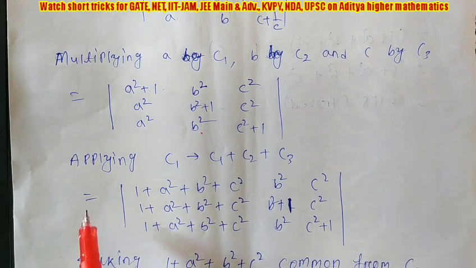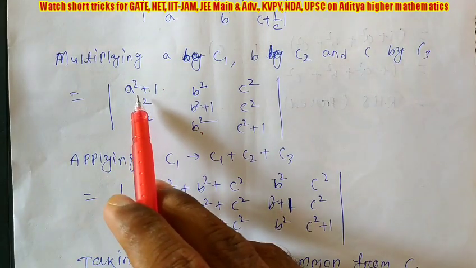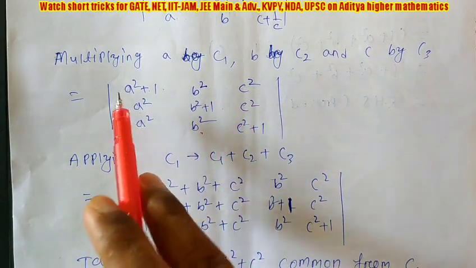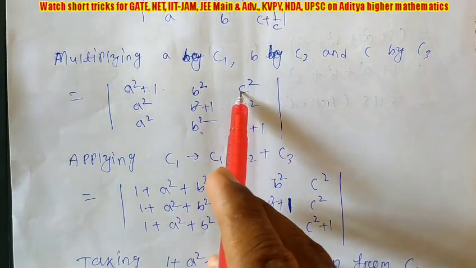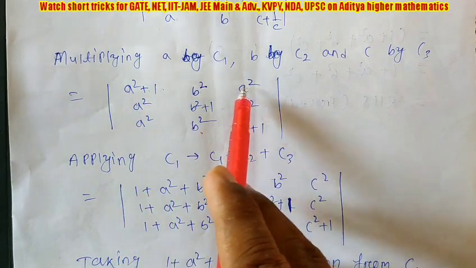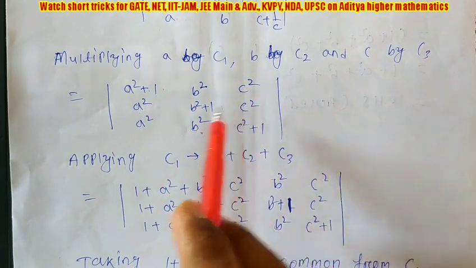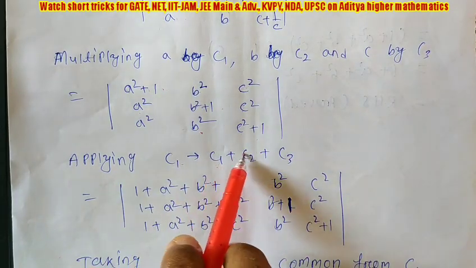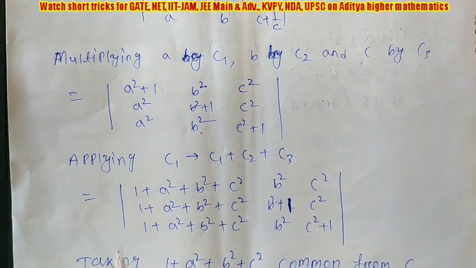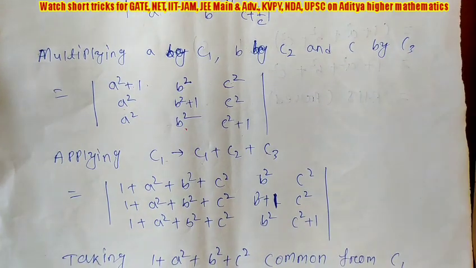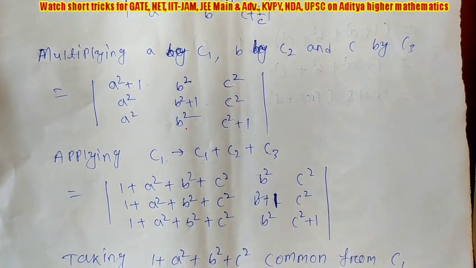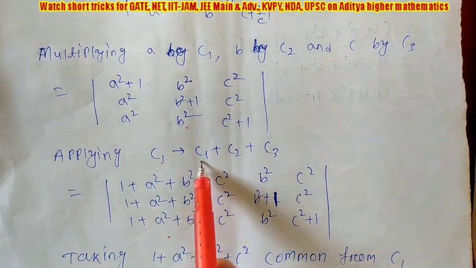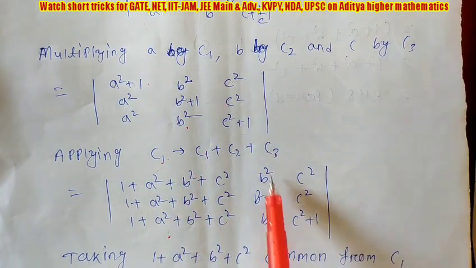And applying that, you can see the sum of columns is the same. You can observe that a square plus 1, b square, c square. So 1 plus a square plus b square plus c square. In R2 also we are getting the same. R3 also the same. So applying C1 changes to C1 plus C2 plus C3 to make everything the same in a single column. Then you can easily make two zeros. So we are getting like this. We are changing only C1 by applying this. But C2, C3 you write the same thing.